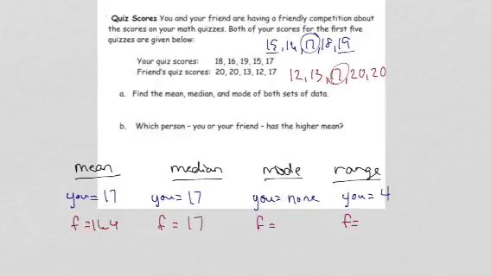The mode: is anything repeated? Oh, there's 2 20s there, so 20 is the mode. It was repeated more than the other numbers. And then the range: the big number minus the small number, 20 minus 12, makes 8. So your friend has a bigger range. It means your friend has more variety in their scores. Your range is 4, meaning that your scores are a little more consistent. A bigger range means a wider variety, and a smaller range means a little more consistency. The second part of that question asked which person, you or your friend, had the higher mean, and that would be you. You had the higher mean.